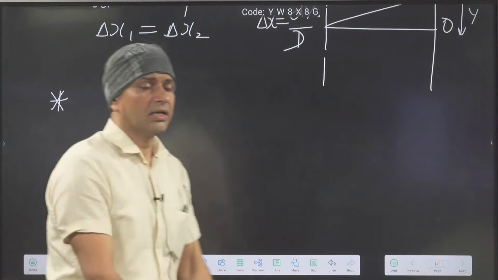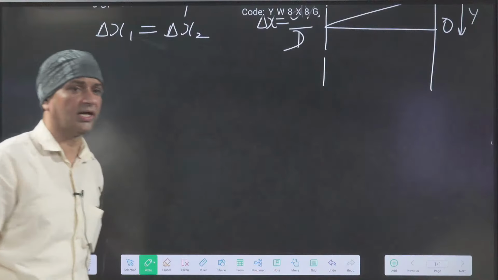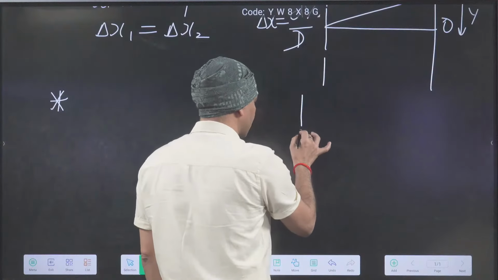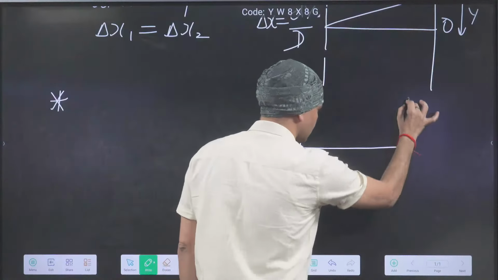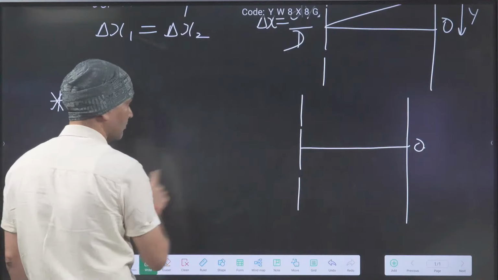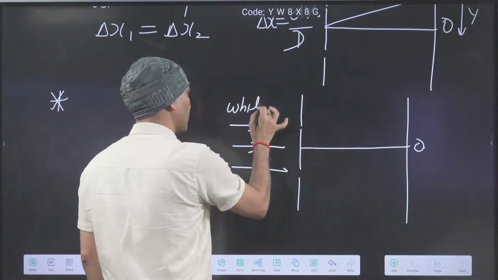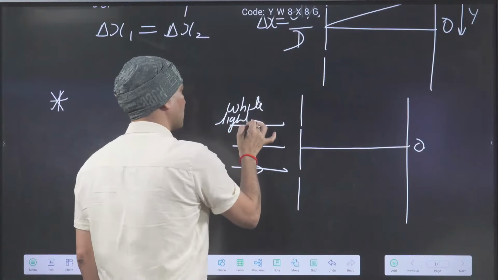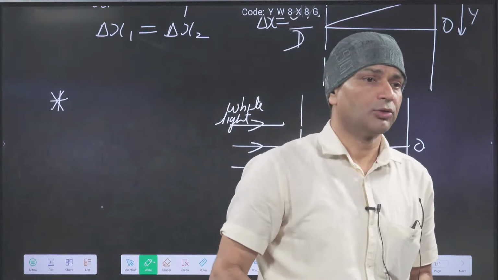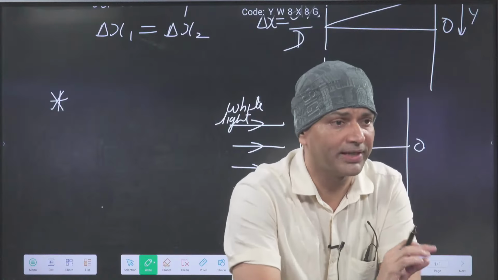Next point is what? Already in NEET 2023-24 they asked this question, about white light. If we are using white light in YDSE, white light means how many colors? 7 colors are there. Okay. So one thing I said, for the stable interference pattern, we have to take the monochromatic wavelength.